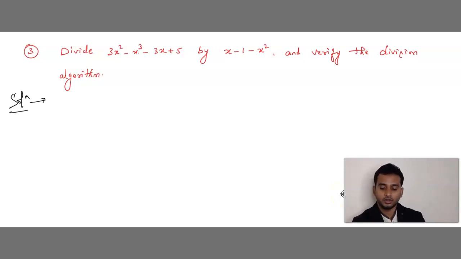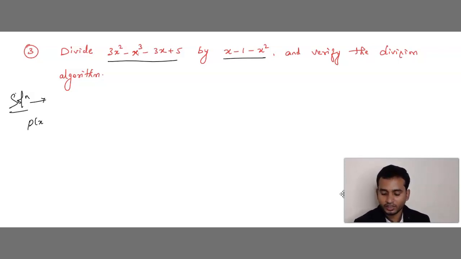Actually, now let me start this question number 3. That is divide 3x square minus x cube minus 3x plus 5 by x minus 1 minus x square and verify the division algorithm. Okay. Now we can see here. So this is p of x and this is g of x.